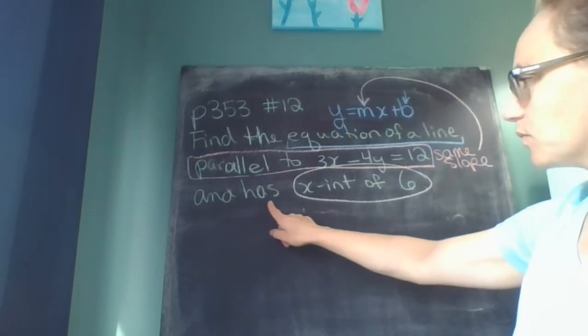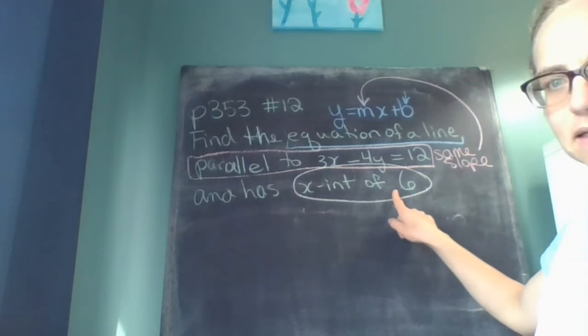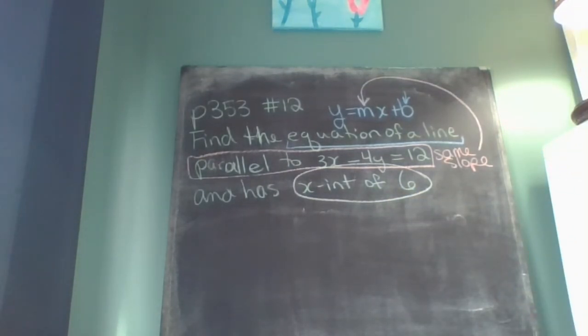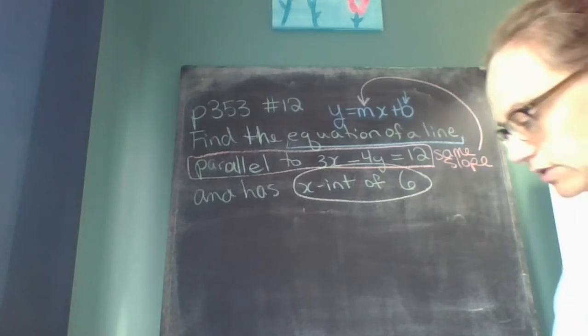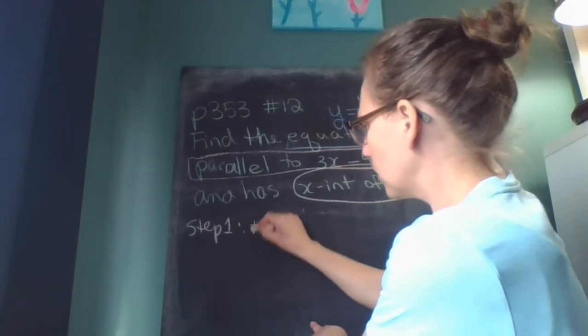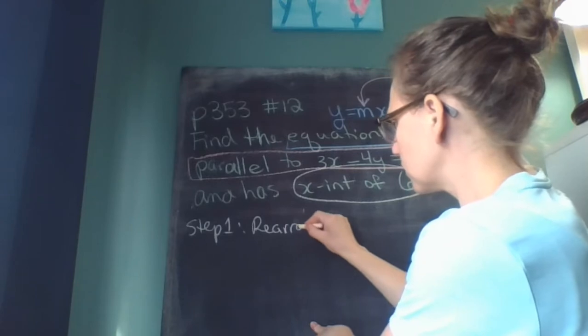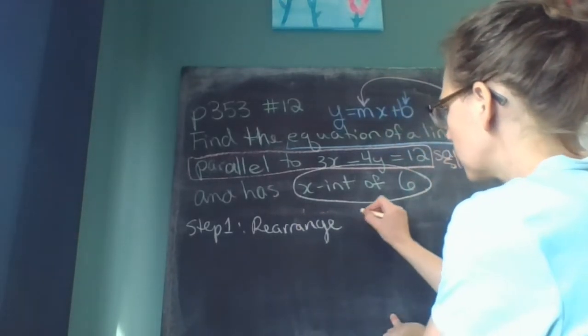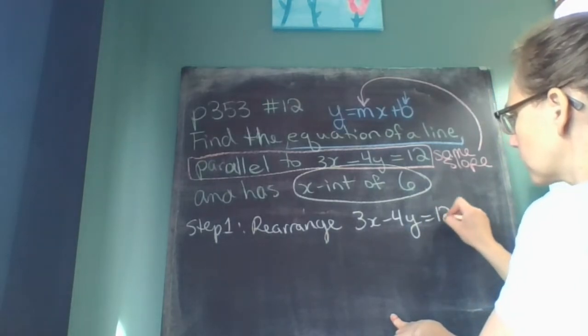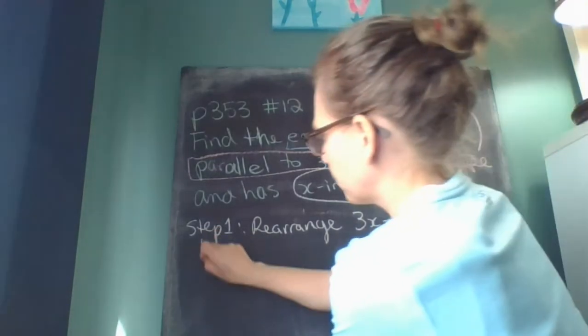And the line that I want has an x-intercept of 6. So that's a point on the line. And that's going to help me finish finding my equation. So the first thing we're going to want to do is rearrange the line that's given to us because we need to find the slope.